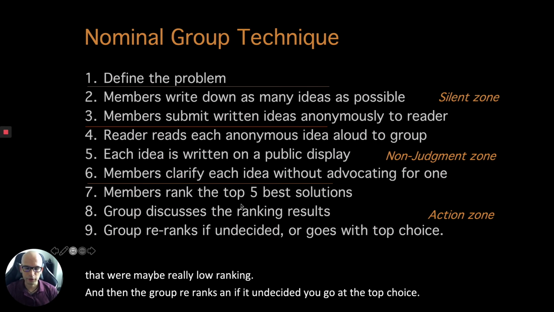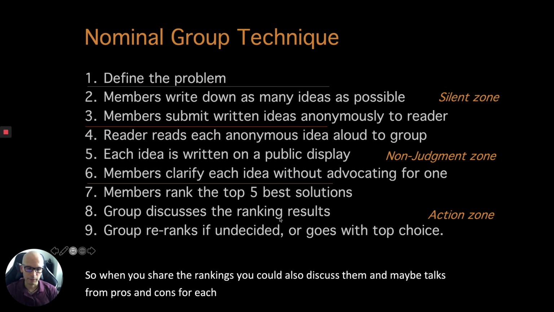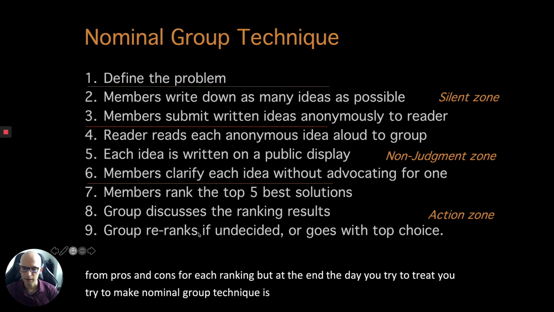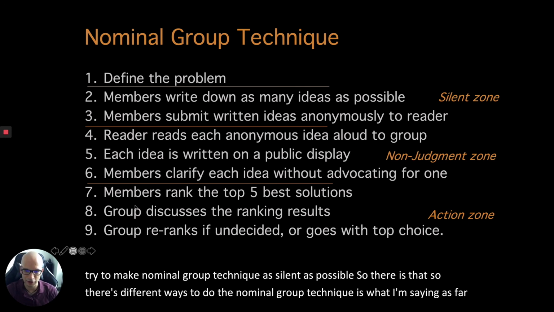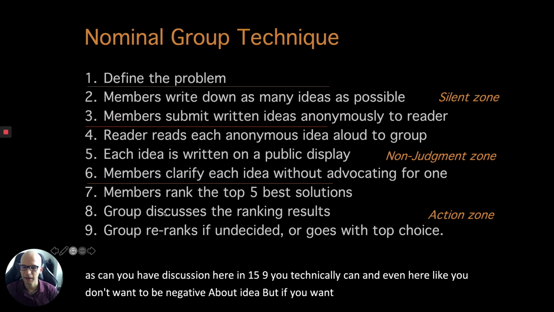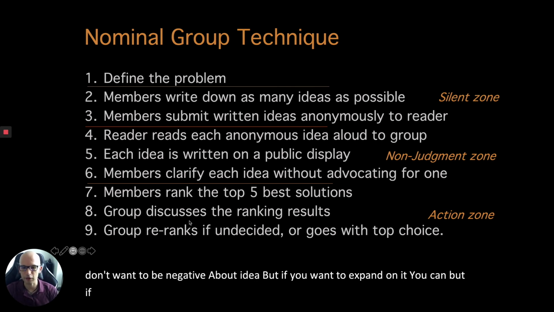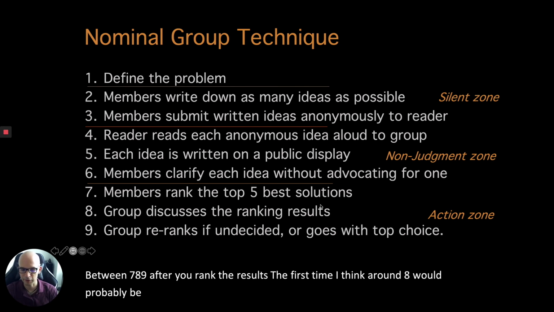So when you share the rankings, you can also discuss them and maybe talk some pros and cons for each ranking. But at the end of the day, you try to make nominal group technique as silent as possible. So there's different ways to do the nominal group technique is what I'm saying. Like, can you have discussion here, in 7, 8, and 9? Yeah, you technically can. And even here, you don't want to be negative about an idea, but if you want to expand on it, you can. But if you do any evaluation, I recommend doing it between 7, 8, and 9. After you rank the results the first time, I think around 8 would probably be the time to discuss merits of ideas and such. And then re-rank if you need to.